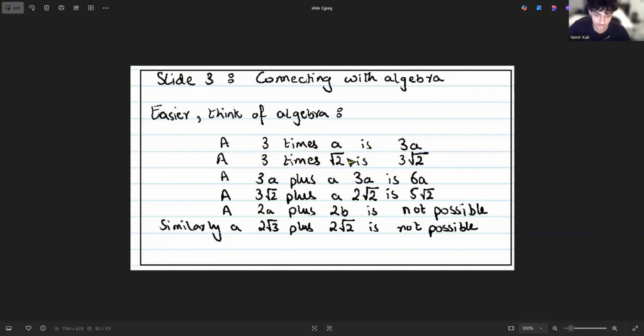If we have 2 radical 3 plus 2 radical 2, the numbers under the square root are different, right? So they're not like terms, and we can't combine them. It would just stay as 2 radical 3 plus 2 radical 2.